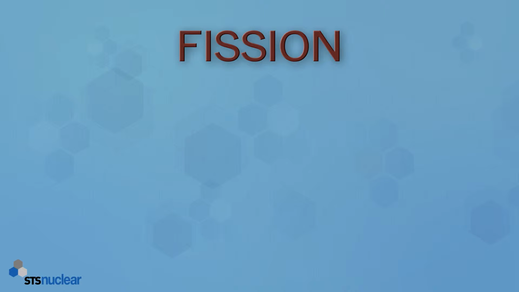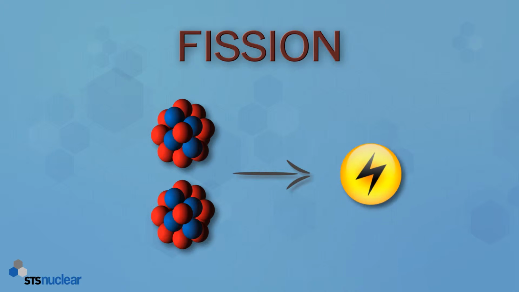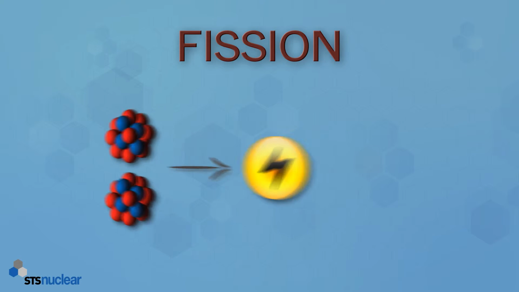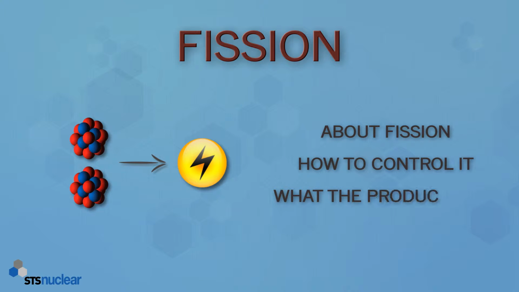Fission, in its simplest form, is the splitting of a nucleus to produce energy. And we need to split a number of nuclei in our nuclear reactor in order to produce a constant amount of power. And hence we need to know about fission, how to control it, and what the products of fission are.